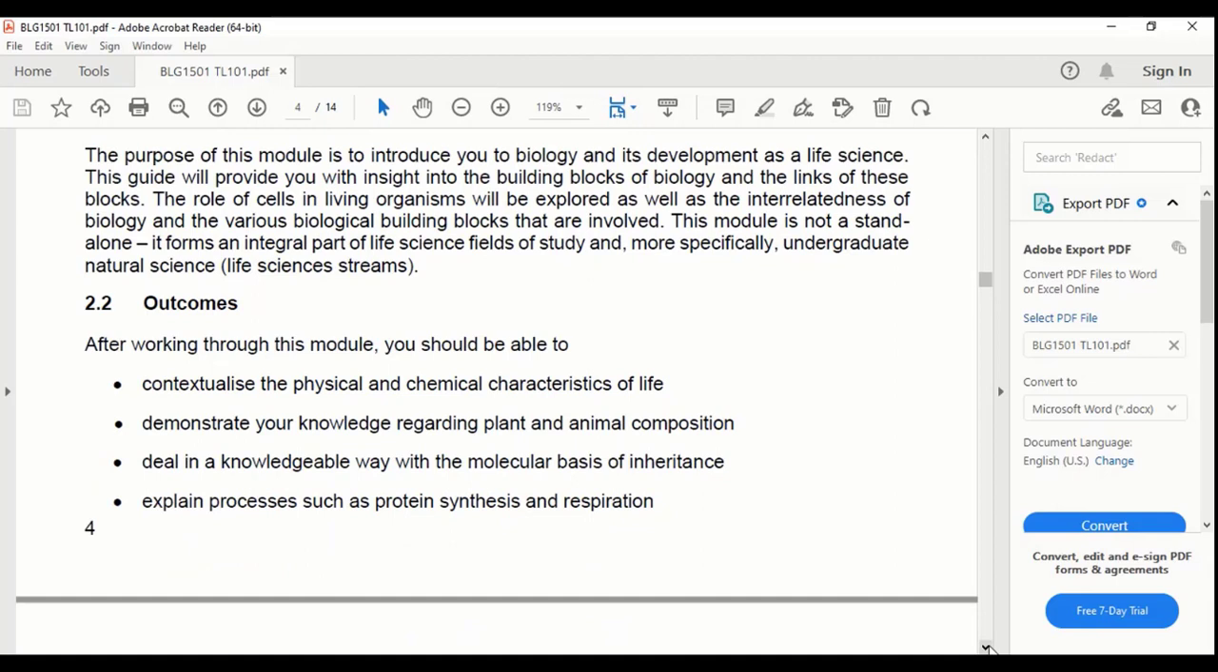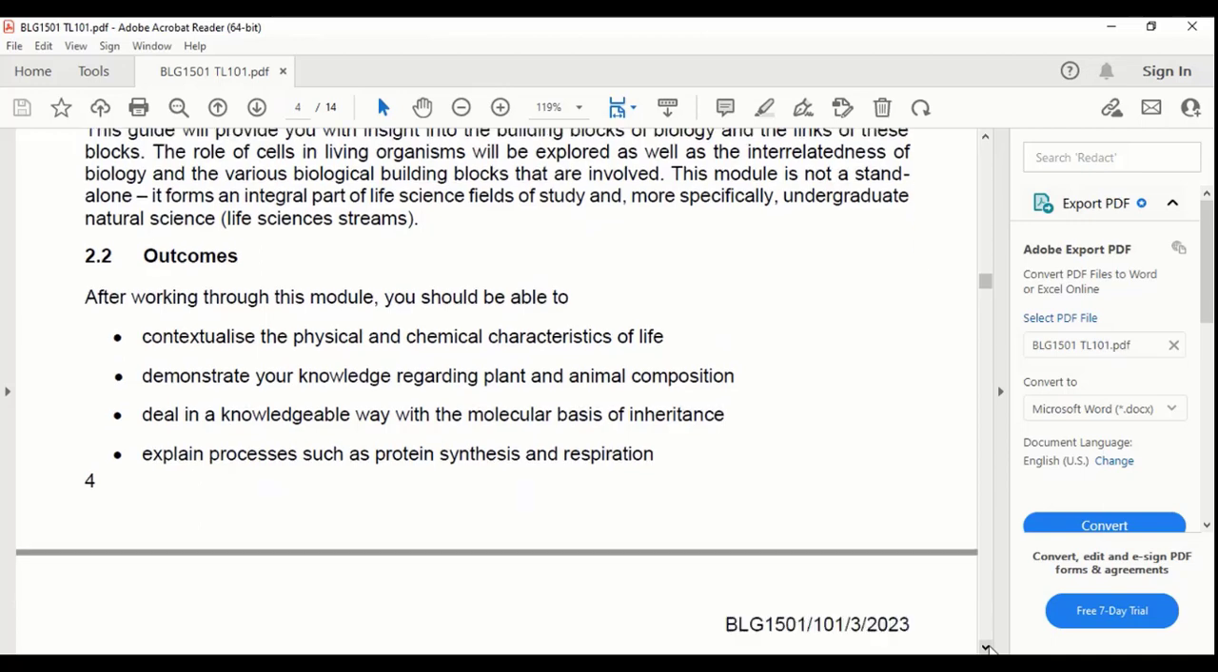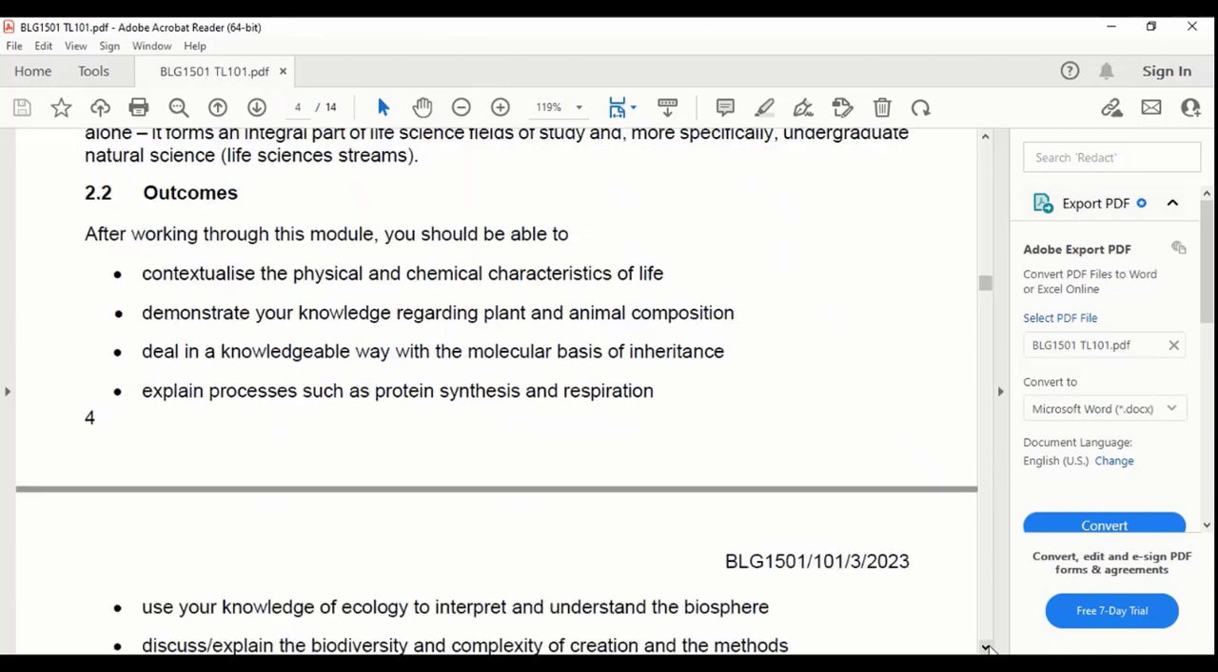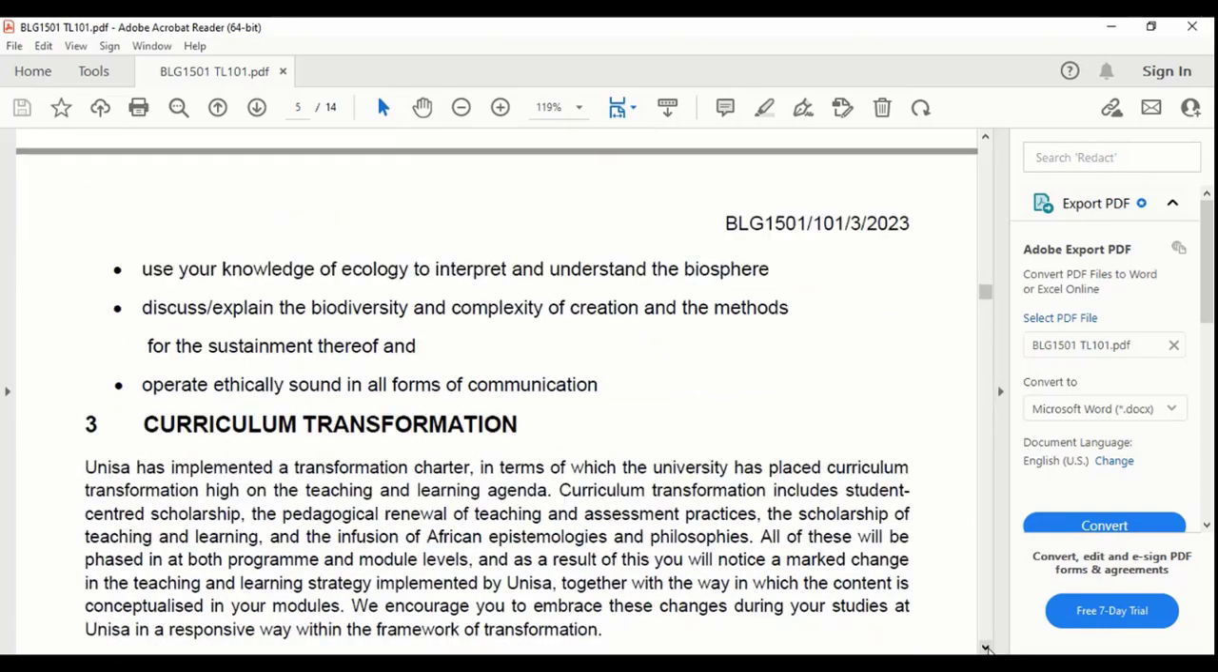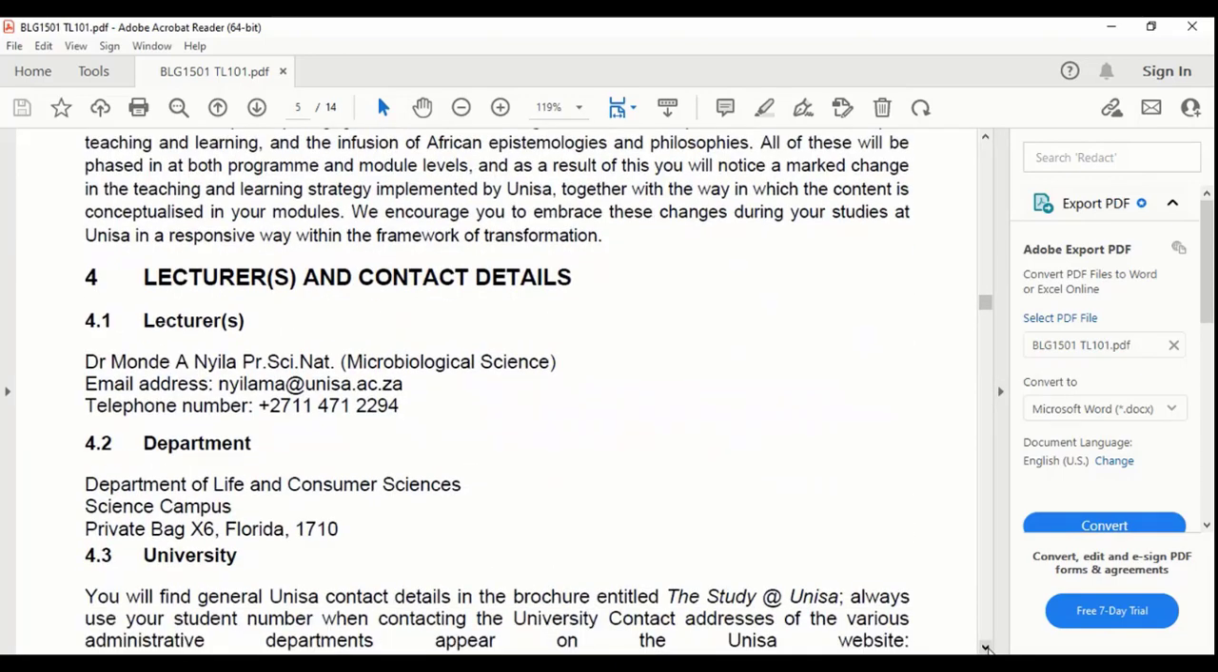And there are some of the outcomes that you are expected to go through. You will contextualize the physical and chemical characteristics of life, and demonstrate knowledge regarding plant and animal composition, and perhaps animal physiology to some extent, concepts such as protein synthesis and respiration, and the knowledge of those. I'm not going to go through the curriculum information, but this is just a guideline which you need to familiarize yourself with. I'm glad that you guys have this.